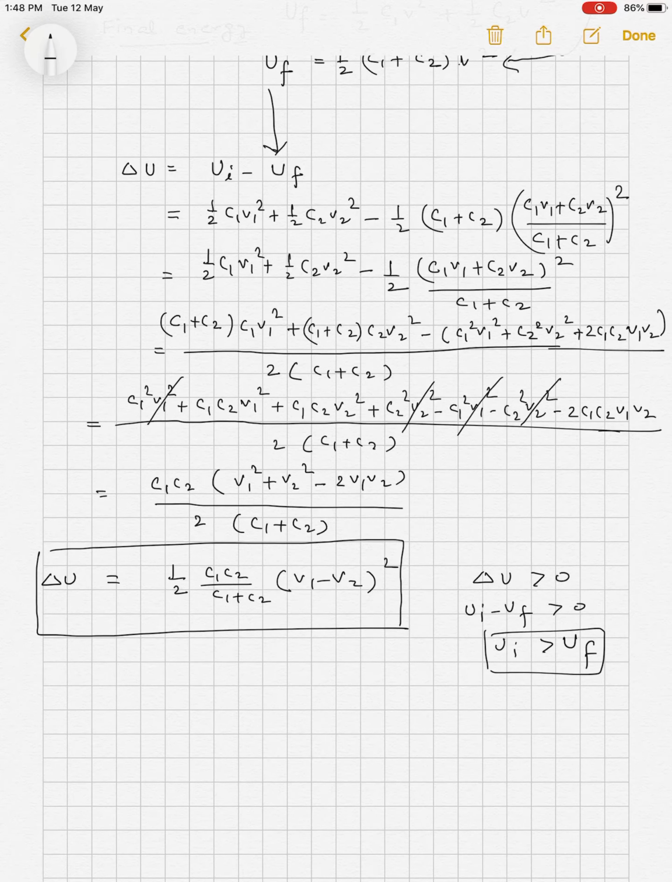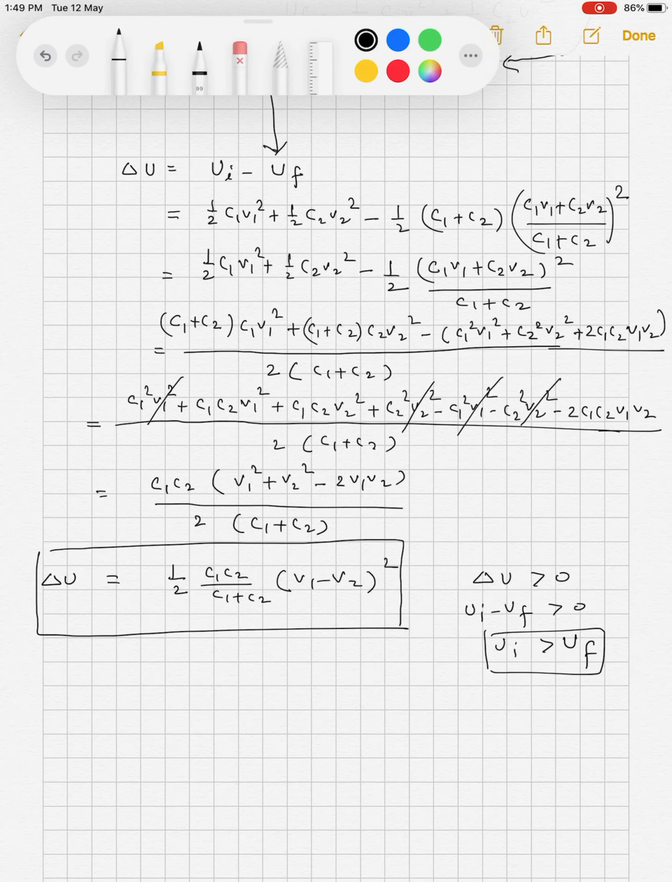So where does this energy go? This energy appears in the form of heat in the connecting wires. The connecting wires, in them this loss happens in the form of heat.